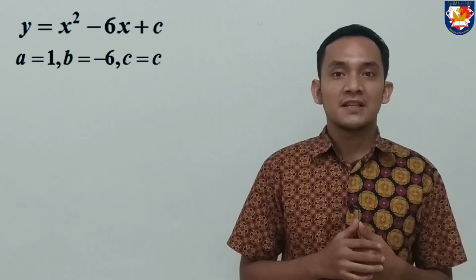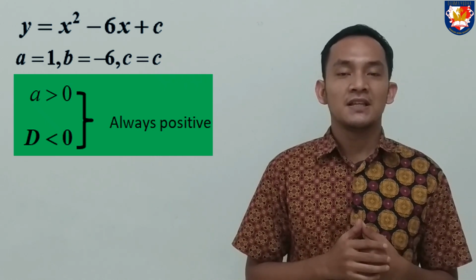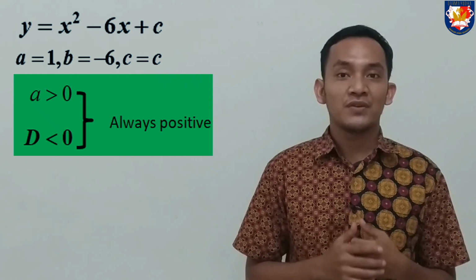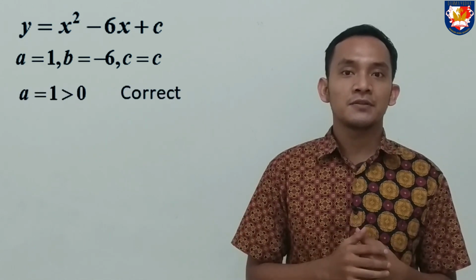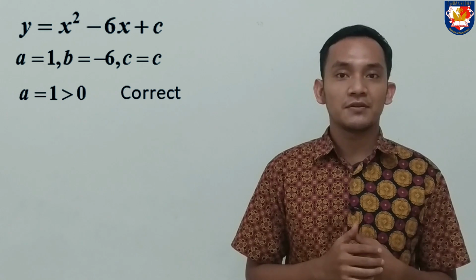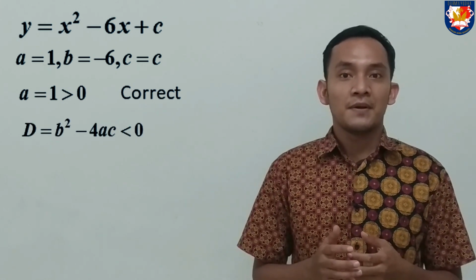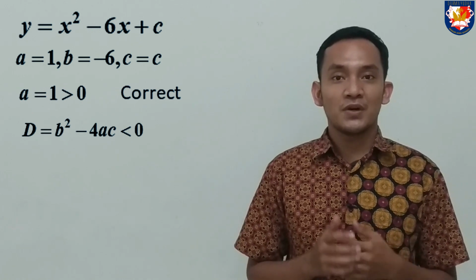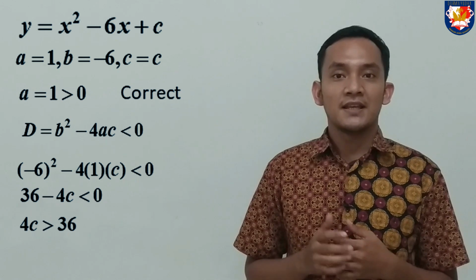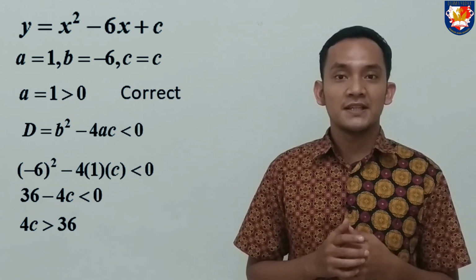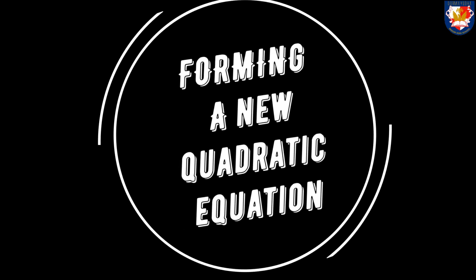There are two requirements that y will always be positive. The first requirement is A must be greater than 0. So we have that A equals 1, which is greater than 0. It's okay. And the second requirement is the discriminant must be smaller than 0, or B squared minus 4AC smaller than 0. So minus 6 squared minus 4 times 1 times C smaller than 0, or 36 minus 4C smaller than 0, or 4C is larger than 36, or C is larger than 9.